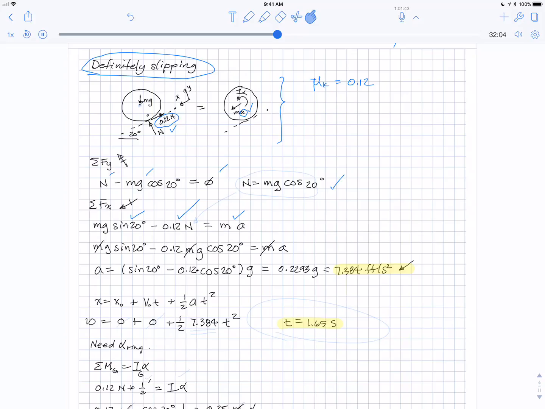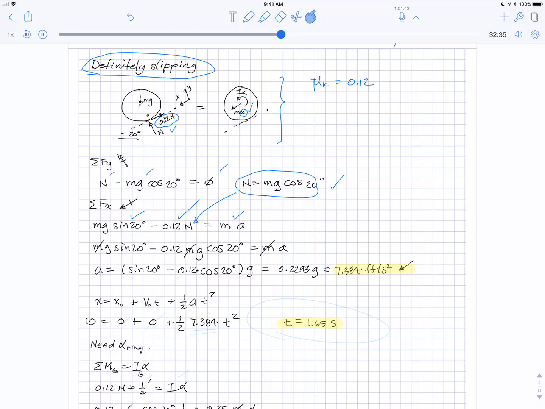Okay, so all we're going to do is put in N equals mg cosine 20 degrees right into there for N. So mg sine 20 degrees minus 0.12 mg cosine 20 degrees equals ma. We'll be able to solve for a. Nicely, as promised before, the m's cancel out, and you solve for a. A is just sine 20 degrees minus 0.12 cos 20 degrees, and that comes out positive 0.2293.